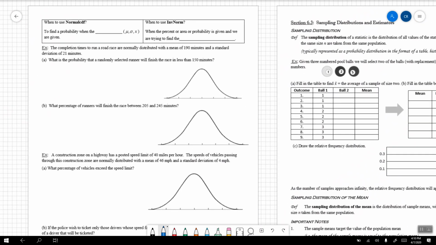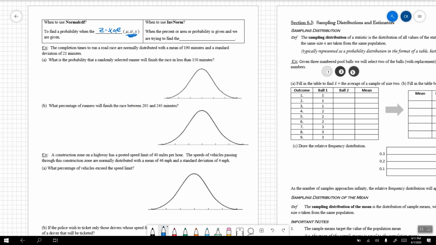Now, when to use NormalCDF and when to use inverse norm. To find a probability, we want to use NormalCDF when the blank is given. So what needs to be given in order for us to use normal CDF? Typically, we have a z-score given to us. If the z-score is given to us, that means that we must have the mean, standard deviation, and the x value.